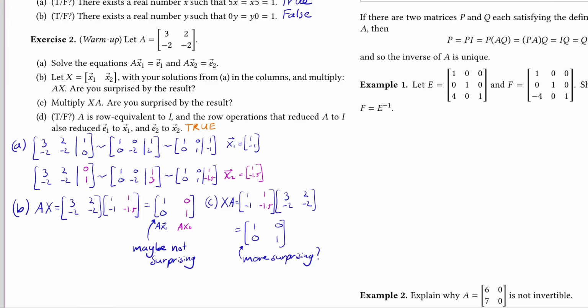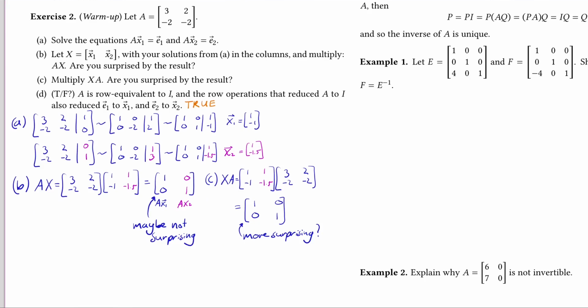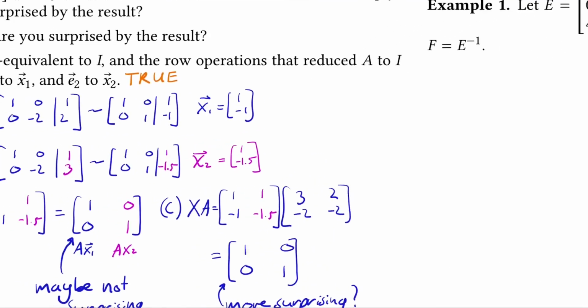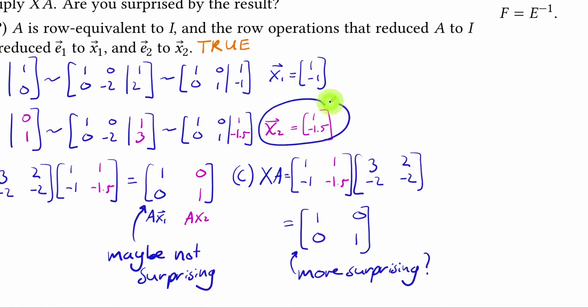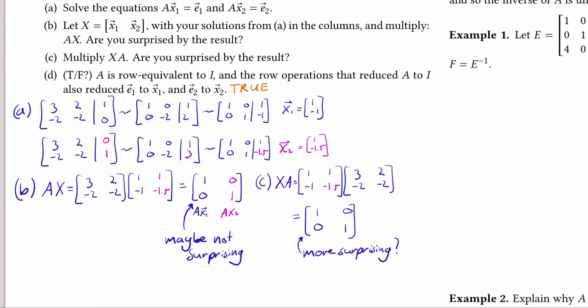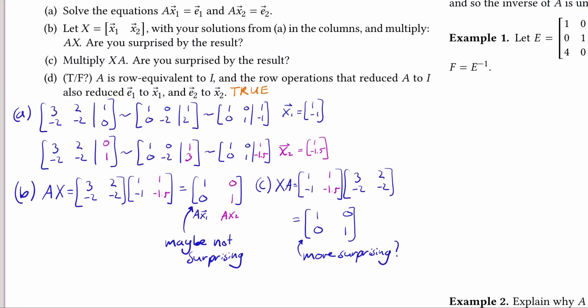Now, exercise 2 is a lot more involved. For A, hopefully you got that x1 is the vector (1, -1), and x2 is the vector (1, -1.5). And when you put those in a matrix X, like so, and you multiply A times X, what you get is the identity matrix. And maybe that's not too surprising. Maybe you were surprised. If you were, be honest and say yes.